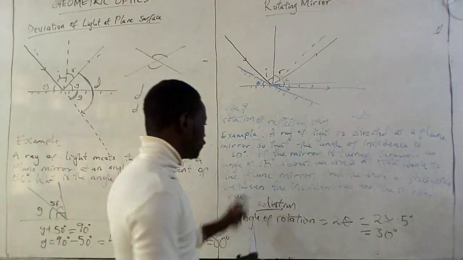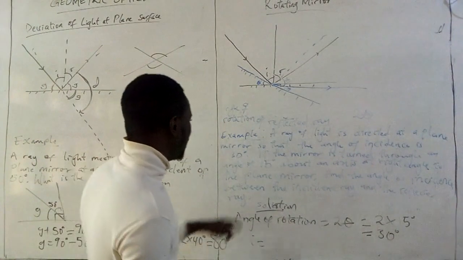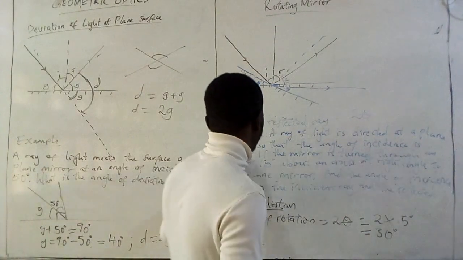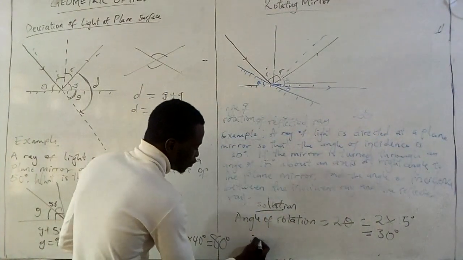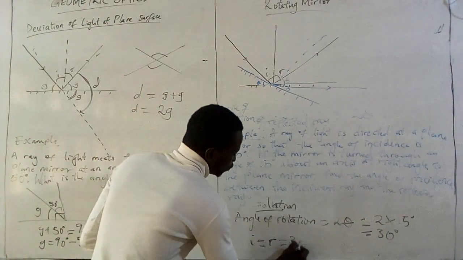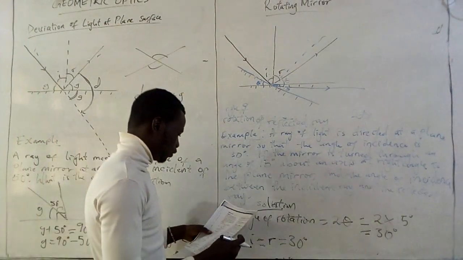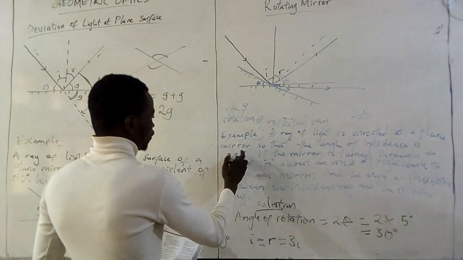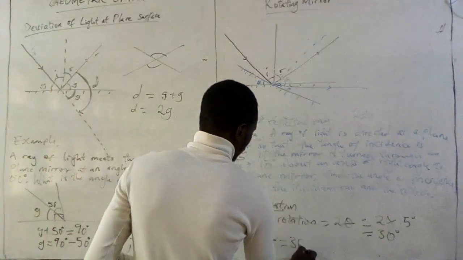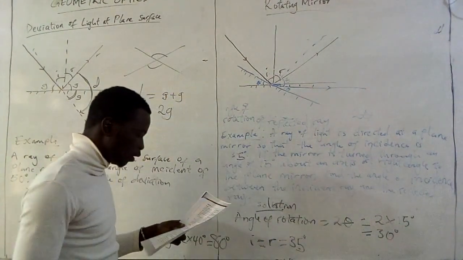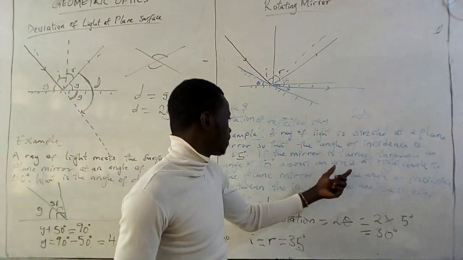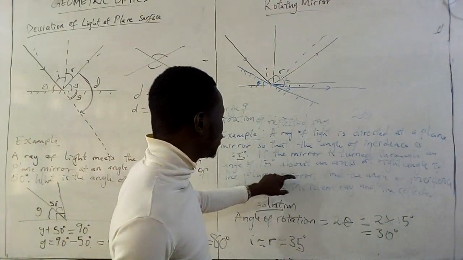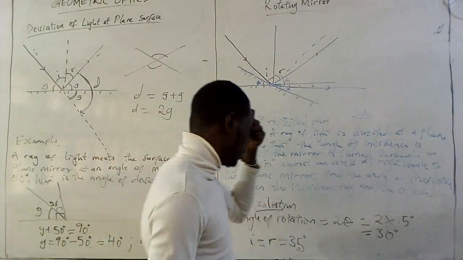Then we are given from the question that a ray of light is directed at a plane mirror so that the angle of incidence is 35 degrees. So the angle of incidence is equal to the angle of reflection, which is equal to 35 degrees. Then we have to find the angle between the incident ray and the reflected ray.